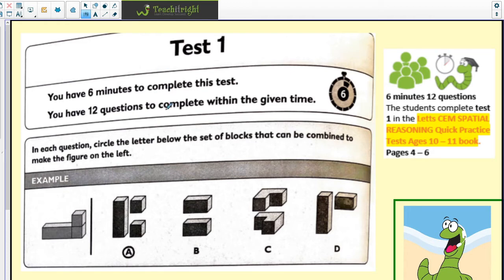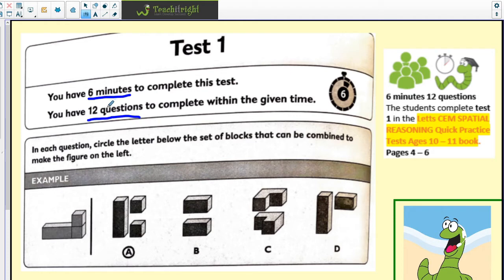So hopefully you either paused the video and got the books out and you're now ready to crack on. First thing I'm drawn to is the fact that I have 6 minutes and 12 questions. Whenever I'm given timings, and we're going to be timing a lot more in this block because building up the speed is going to be the main focus, you need to work out how long you're going to have per question.